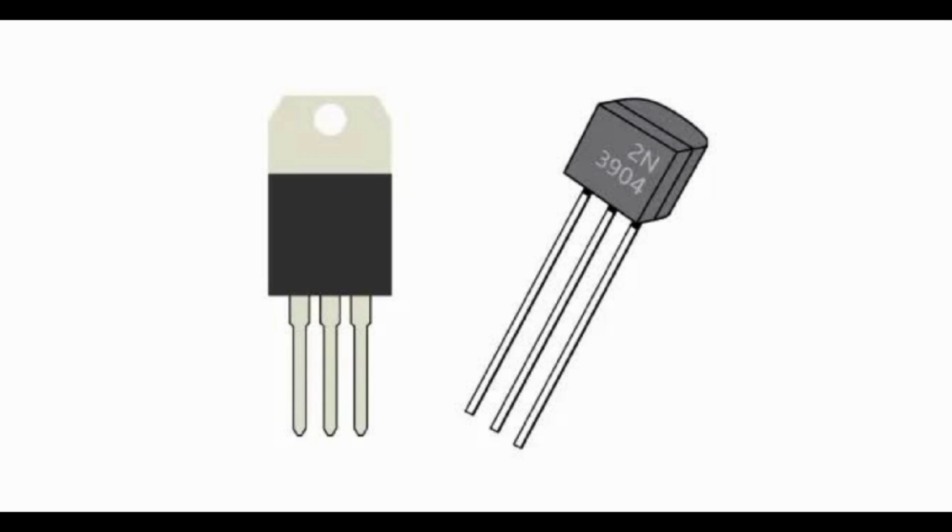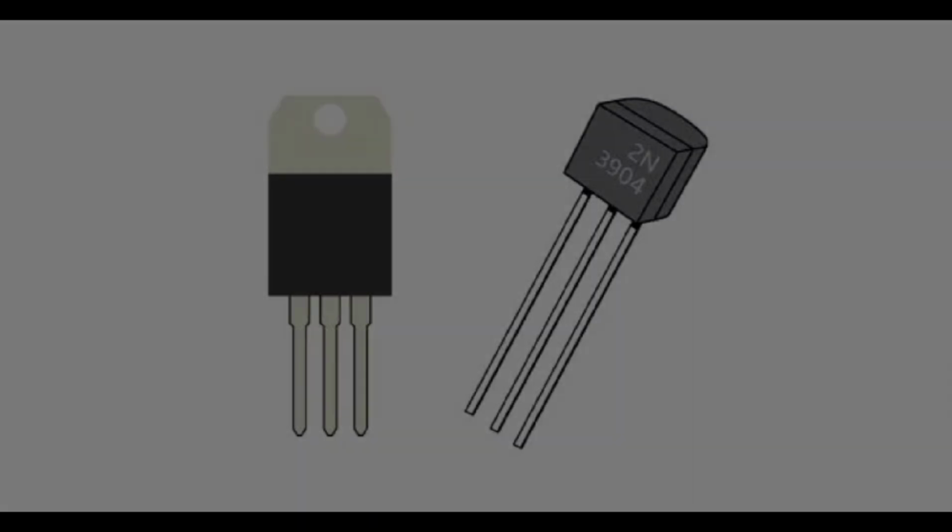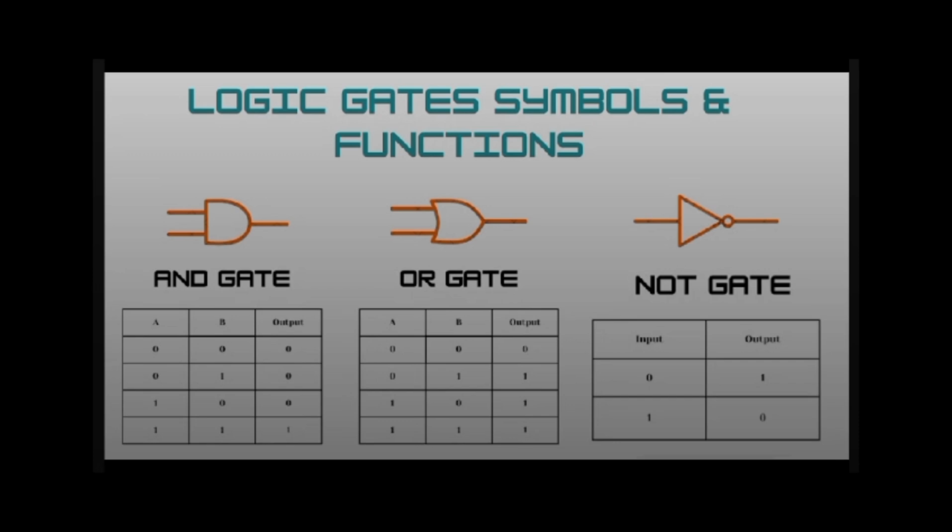By applying a small voltage to the base, you allow a larger current to flow from the collector to the emitter. This switching mechanism allows transistors to create binary states, on and off, in logic circuits, thus forming the basis of computer logic. Basic logic gates.